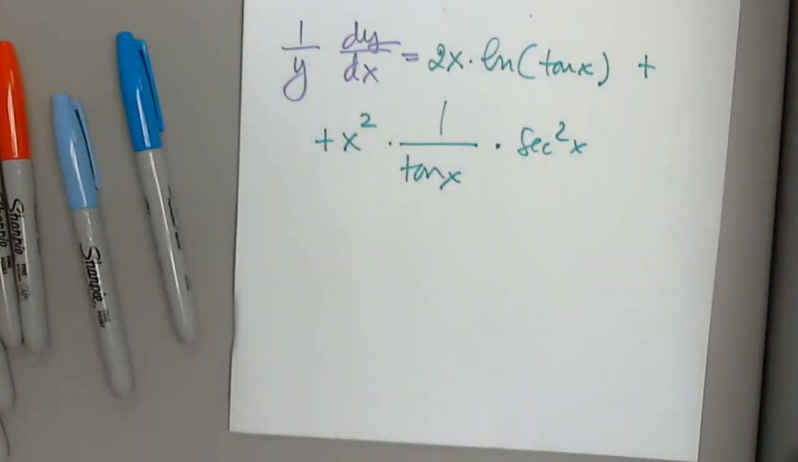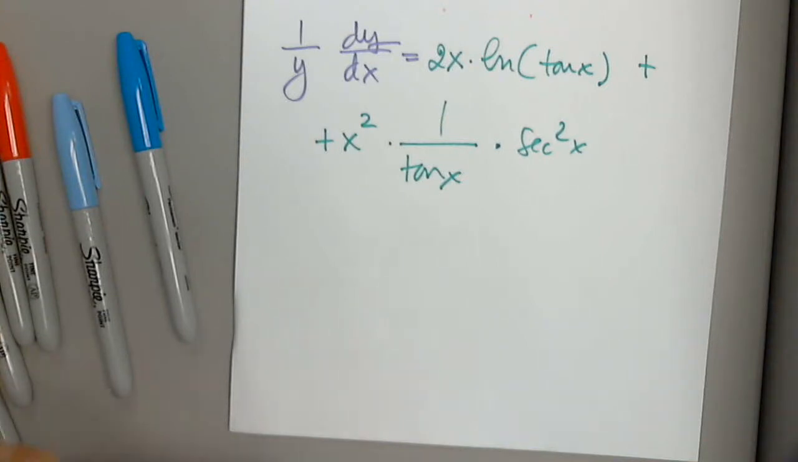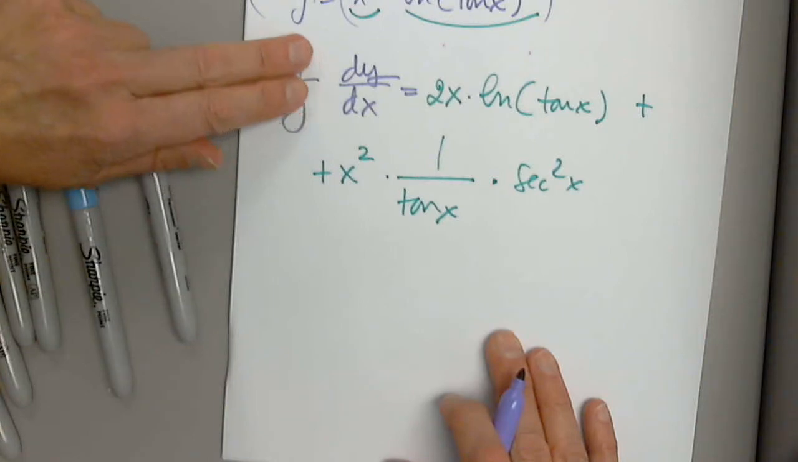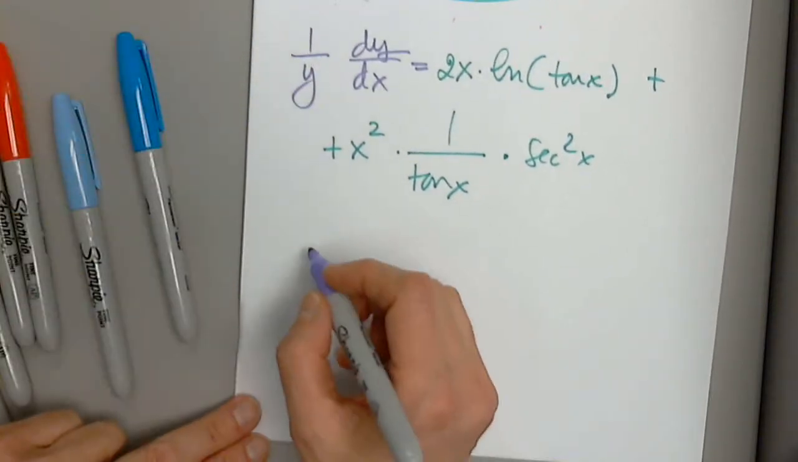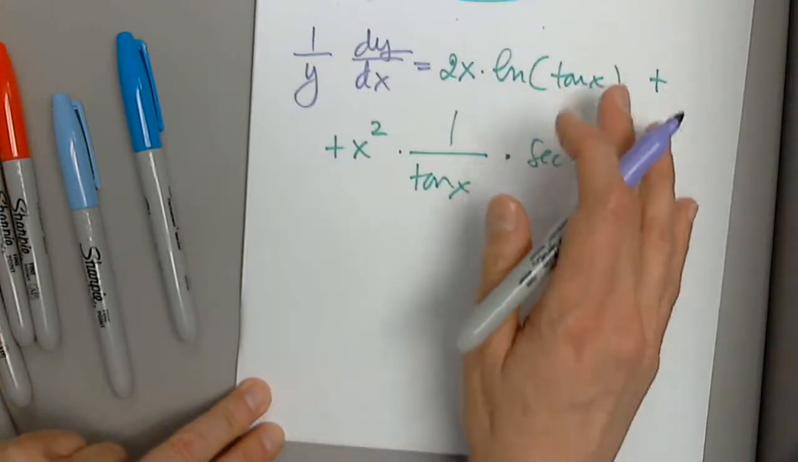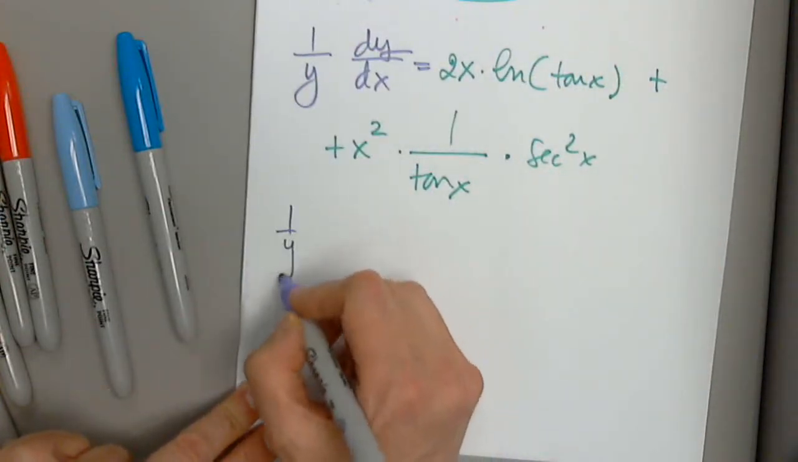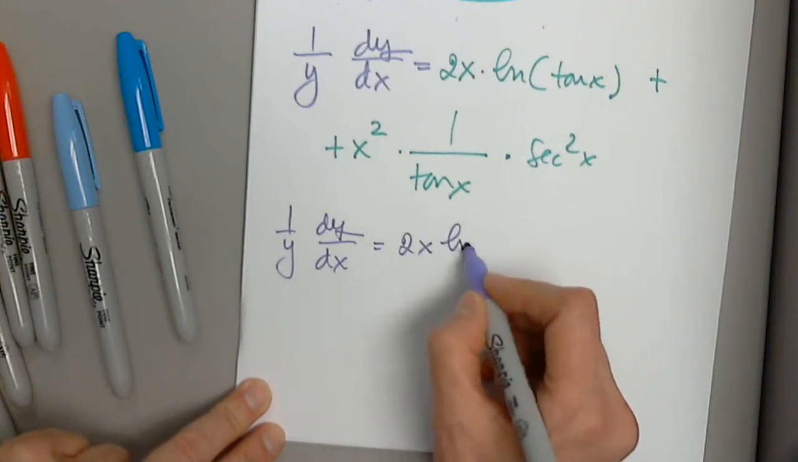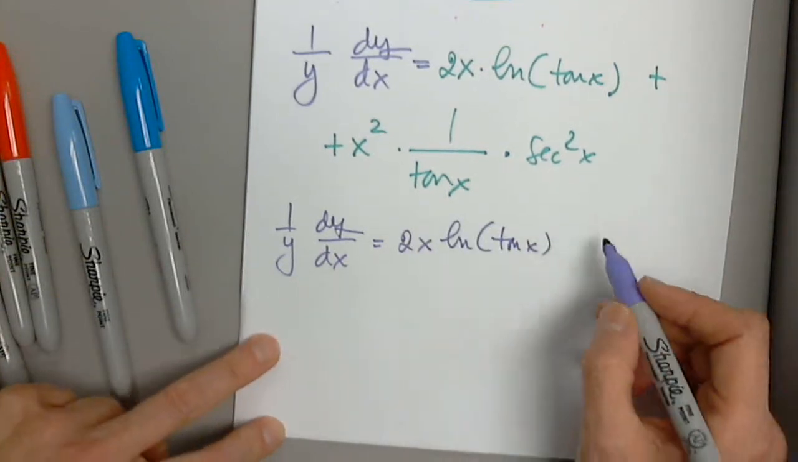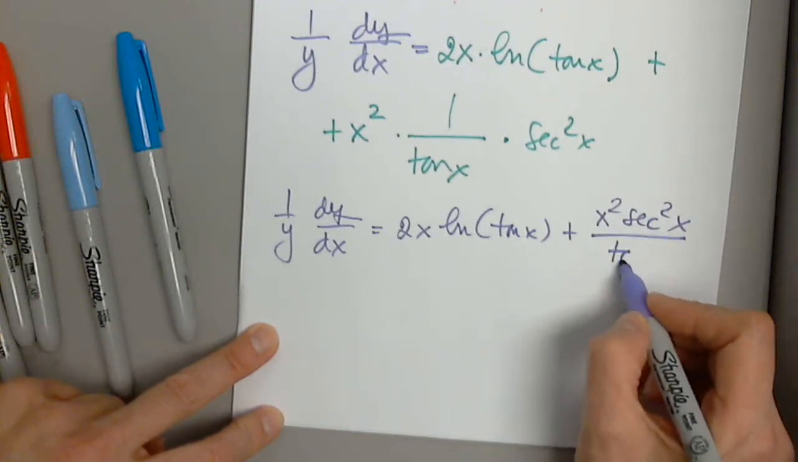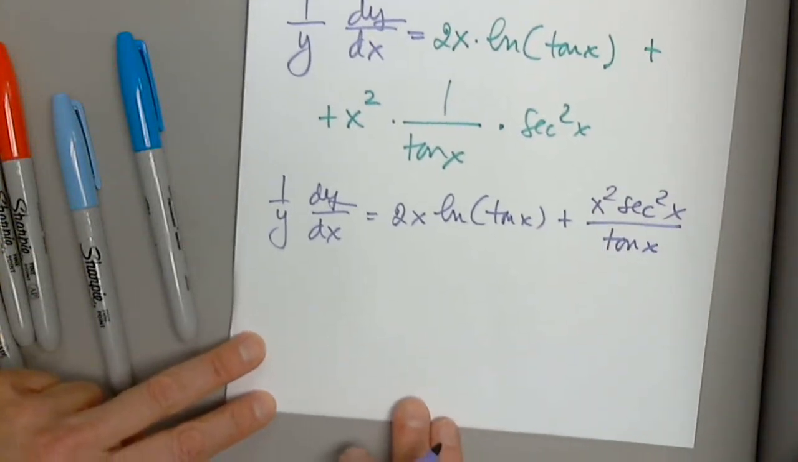Again, I think we even had this on the quiz, not just on homework or class. Okay, so I know you didn't like when I did 2 steps in one, so I'm going to wait for this, or multiply by y first. So let's simplify a tiny bit here. 1 over y dy over dx equals 2x natural log of tangent x plus x squared secant squared over tangent x.